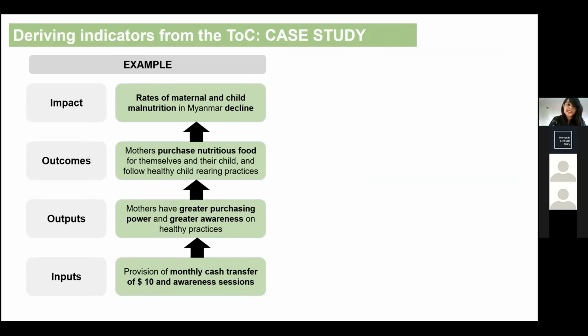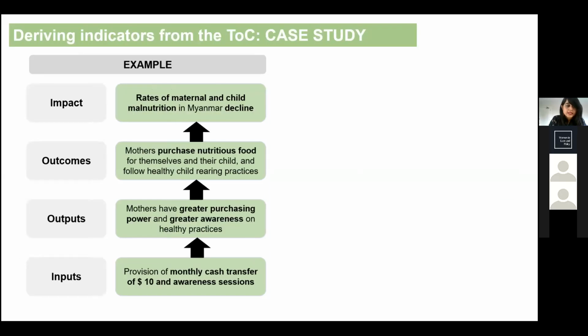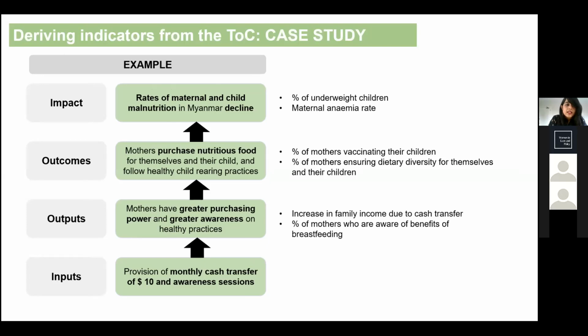So if your impact, let's say, is rates of malnutrition fall, then, sorry, one second. Then your measurement indicators that you would be using is percentage of underweight children or maternal anemia rate. That's the measurement indicator you would be using to evaluate how impactful a program has been. If you're measuring outcomes, you will look at, let's say, percentage of mothers vaccinating their children or percentage of mothers ensuring dietary diversity for their children, because here you're measuring behavior, and you will not say that this is impact. This is more at the behavioral outcome level.